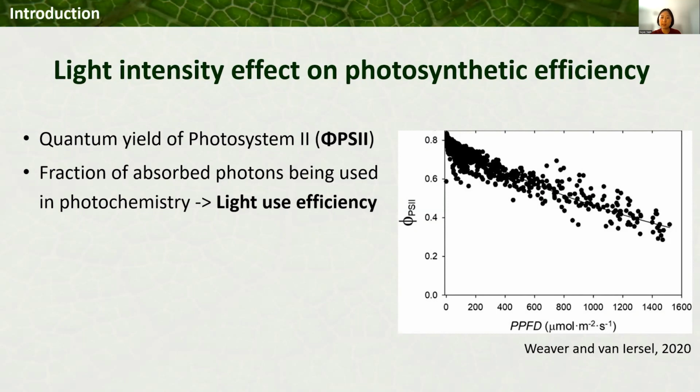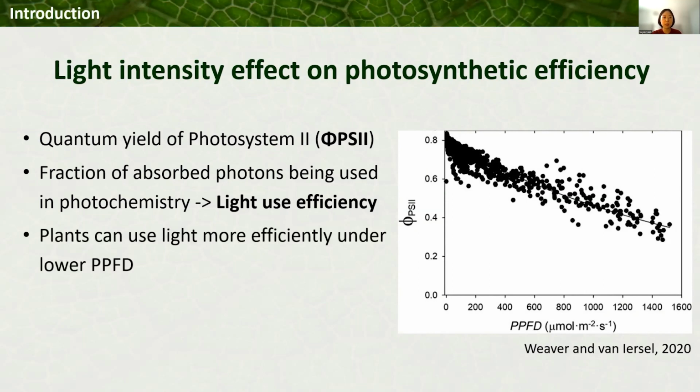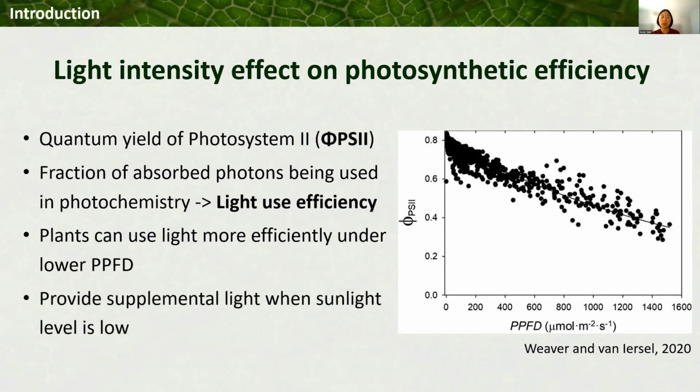When excessive light intensity is provided to plants, almost half of the light energy will not be used for photosynthesis. Rather, it will be dissipated as heat. So it can easily be regarded as light use efficiency. Plants can use light more efficiently at lower PPFD. That is why, for PPFD or DLI based lighting control systems, we use that knowledge. Growers will want to provide supplemental lighting when the sunlight level is low.